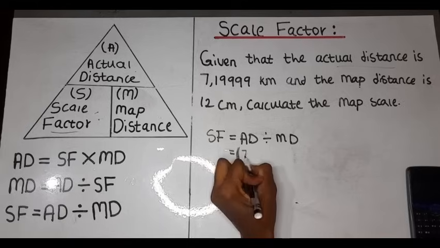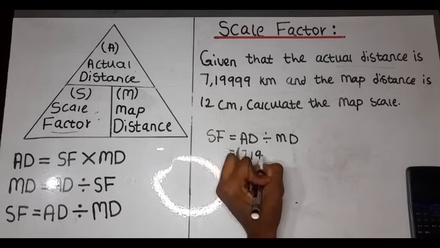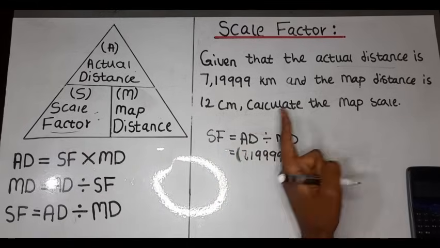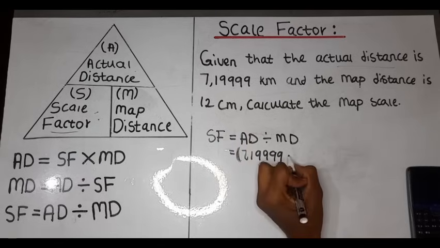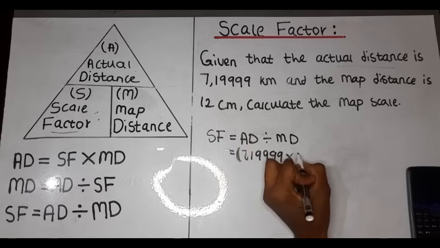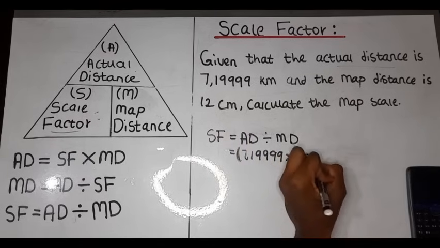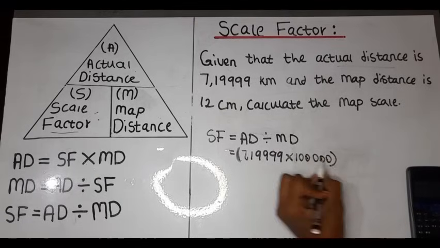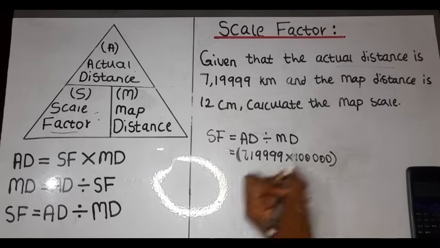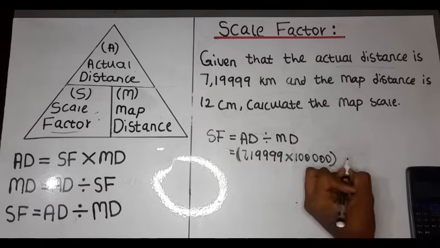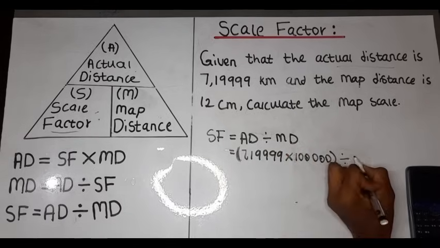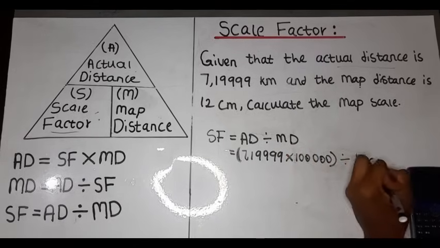So we're going to say 7.19999, and we're converting from kilometers to centimeters. So this time we multiply by 100,000, right? So in these brackets, we are converting our actual distance to centimeters, and divided by the map distance, which is 12 centimeters.